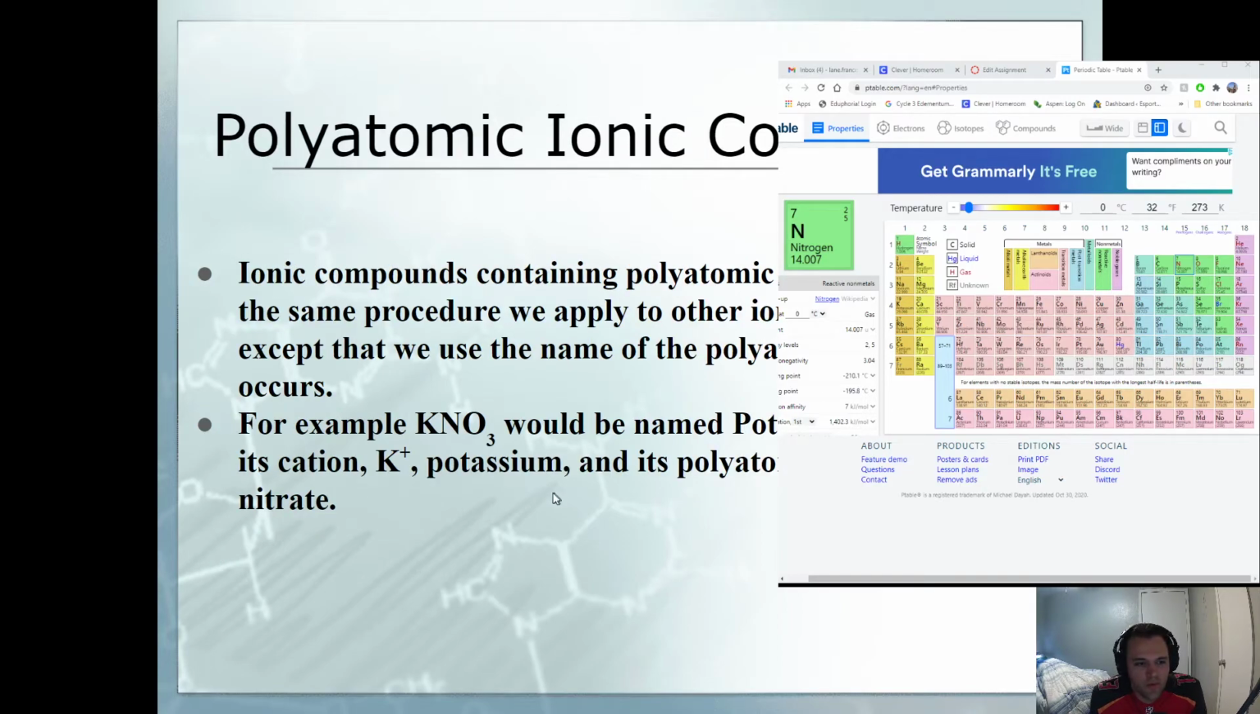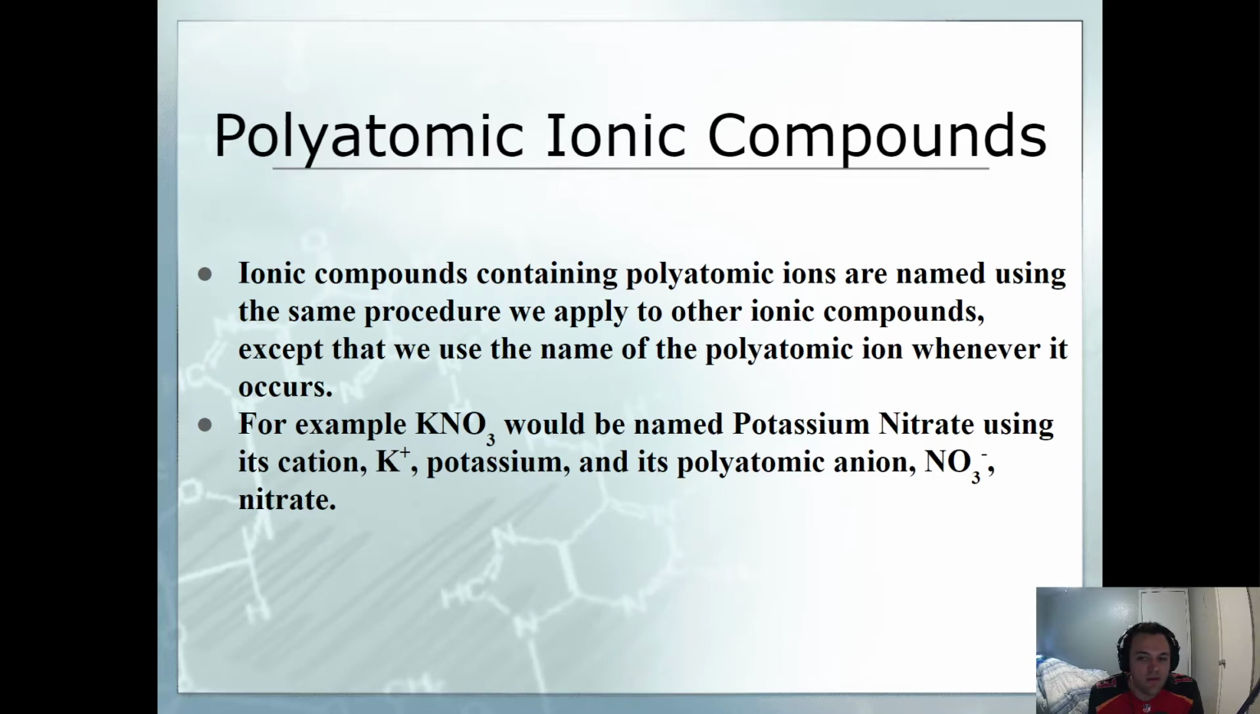The other type that you got to worry about is polyatomic ionic compounds. All right, and so these are compounds. Let me hide this periodic table real quick for you. So the polyatomic ionic compounds are ones that have polyatomic ions in them. Surprise, surprise. And they're named using the same kind of procedure where we put the cation first and then the anion second. The only difference is we don't replace the end of the polyatomics with IDE. We just call them by their names.